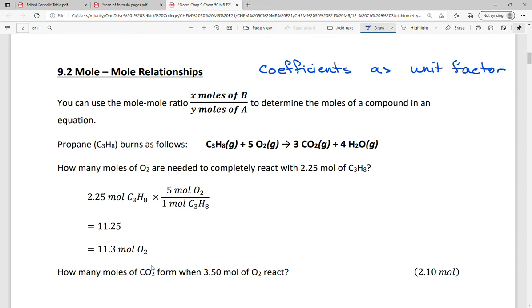We're going to continue the problem-solving strategy of dimensional analysis because this allows us to piggyback on what we've already done with our dimensional analysis already. So here we have an example of propane burning. It's a combustion reaction, a redox reaction. It's already balanced for us. You have to always double check that it's balanced.